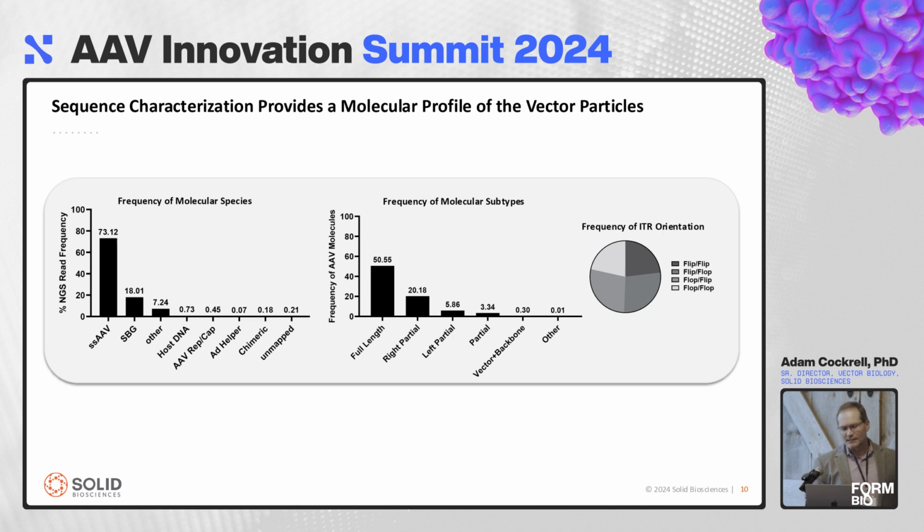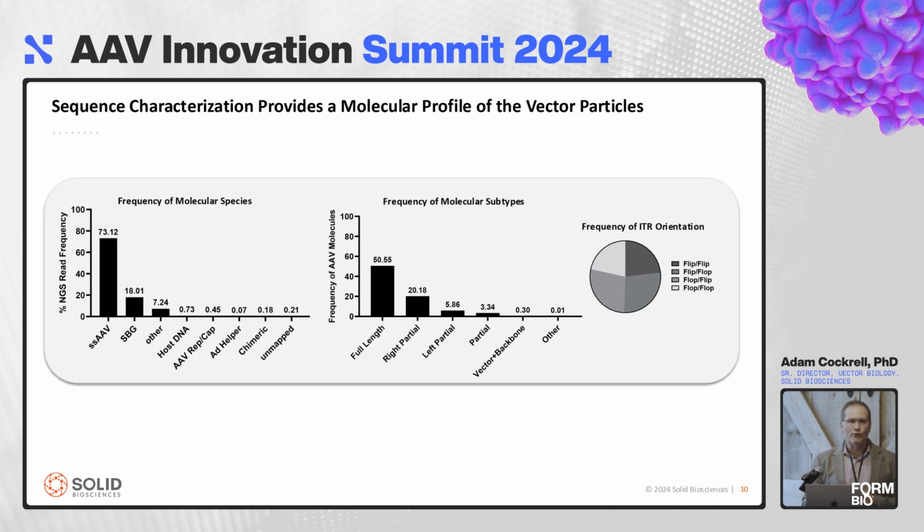But if we take that single-stranded AAV profile, if you were to stop there and say, oh, okay, single-stranded AAV, I got all these full-length vectors, because this profile comes back and says it's single-stranded AAV. But if you break that down even further, if you take a deeper dive, you actually will see the full length versus the left partials, right partials, partials being things that you just have in the middle of your vector, and then vector plus backbone.